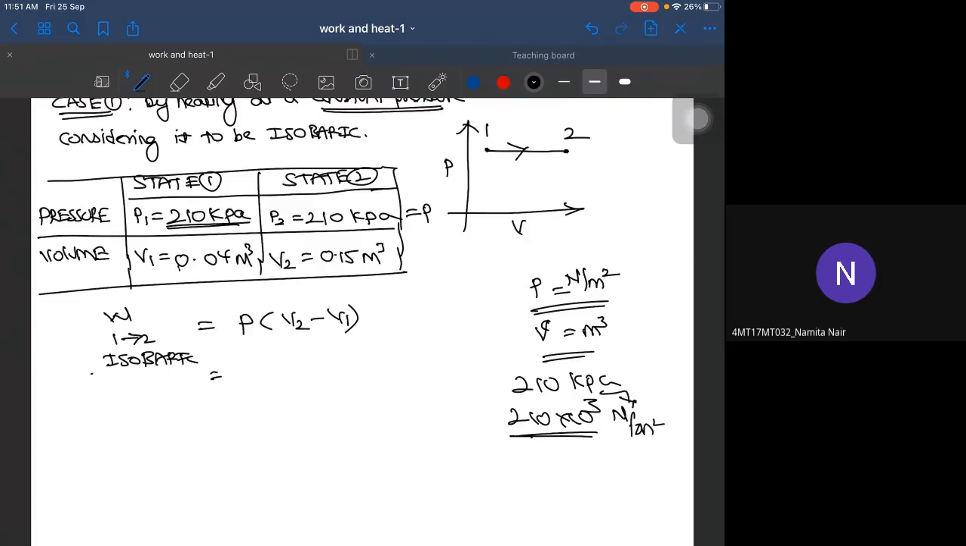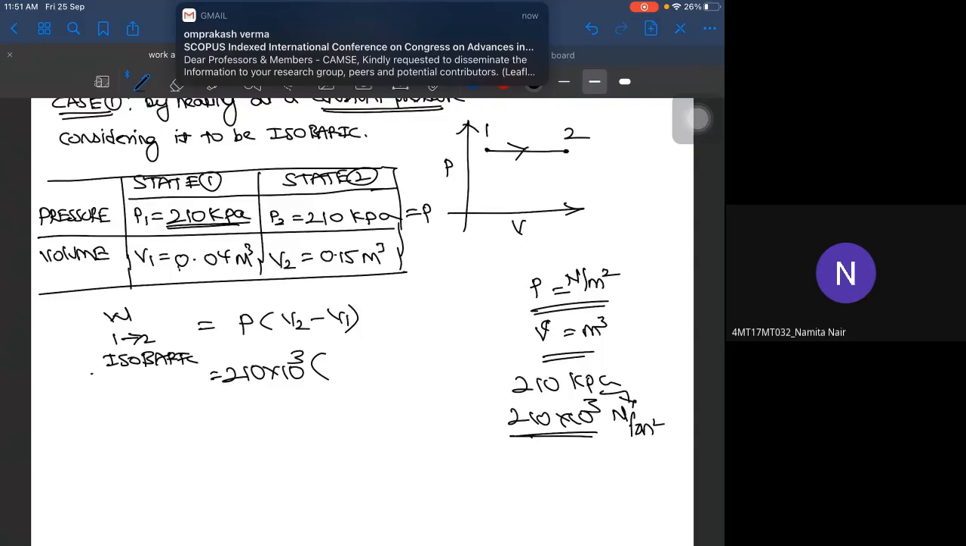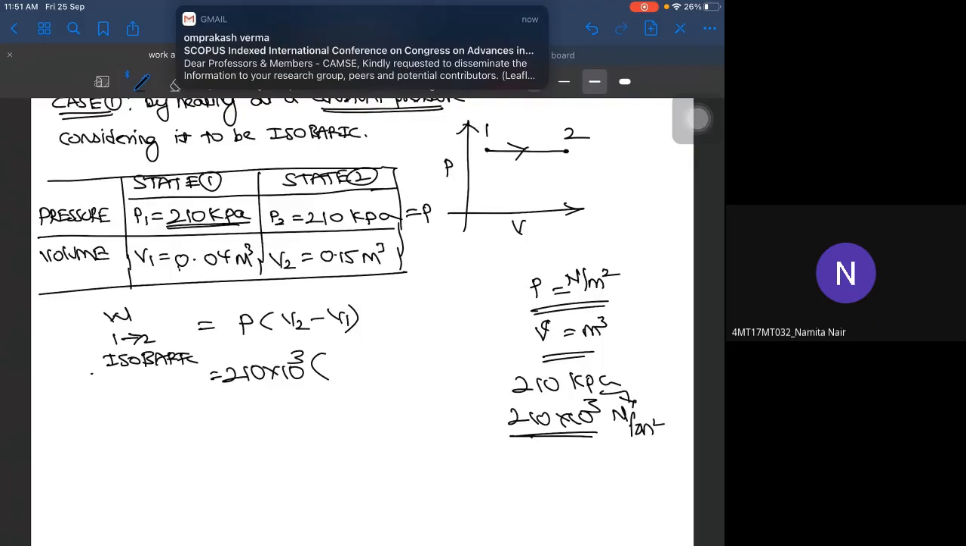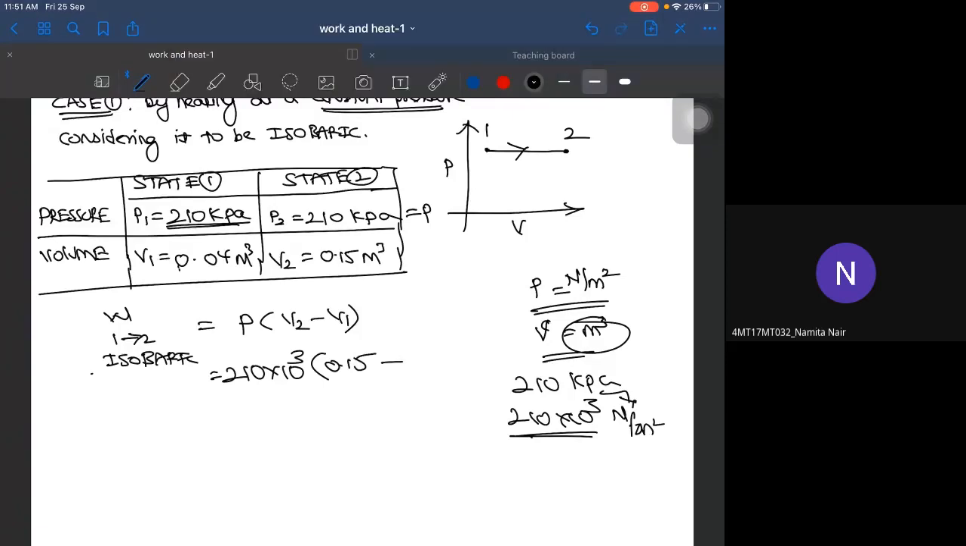So it is 210 into 10 to the power of 3 now. What is V2? V2 is 0.15 meter cube. Already it is in the standard unit, so just substitute 0.15. Minus V1, which is how much? 0.04. Just calculate. Whatever you get, you will get in the form of joules. What is the value?